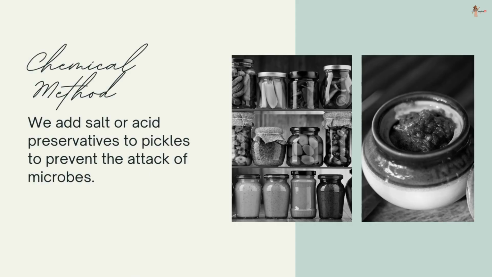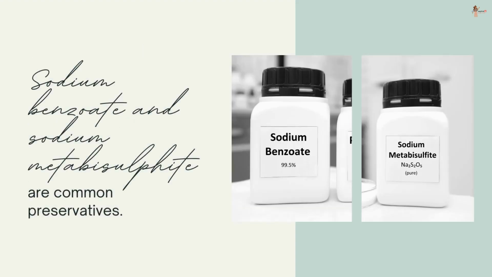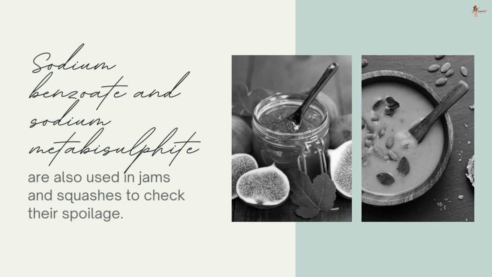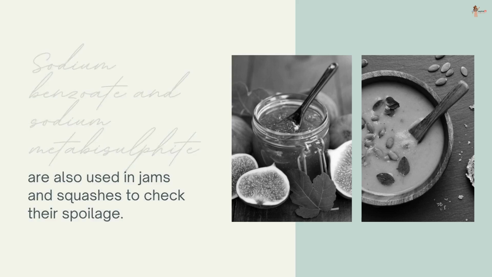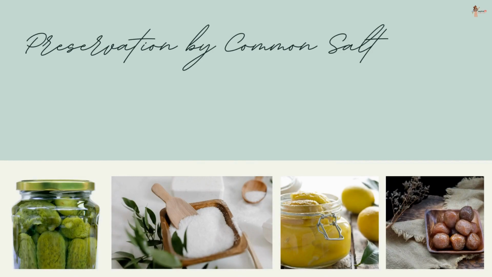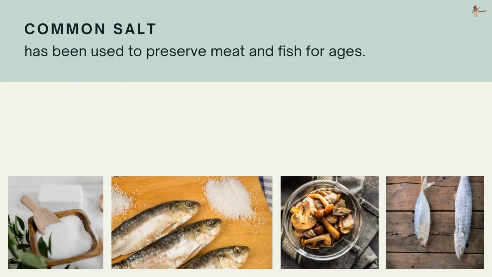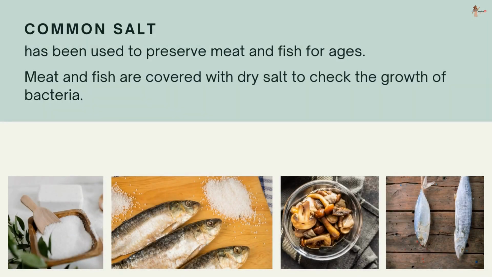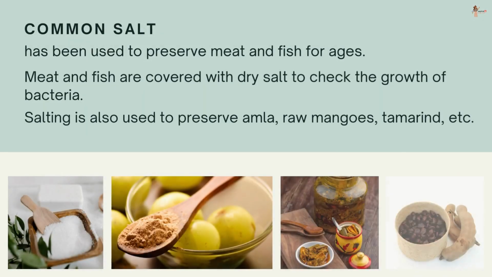We add salt or acid preservatives to pickles to prevent the attack of microbes. Sodium benzoate and sodium metabisulfate are common preservatives. These are also used in jams and squashes to check their spoilage. Next is preservation by common salt. Common salt has been used to preserve meat and fish for ages. Meat and fish are covered with dry salt to check the growth of bacteria. Salting is also used to preserve amla, raw mangoes, tamarind, etc.